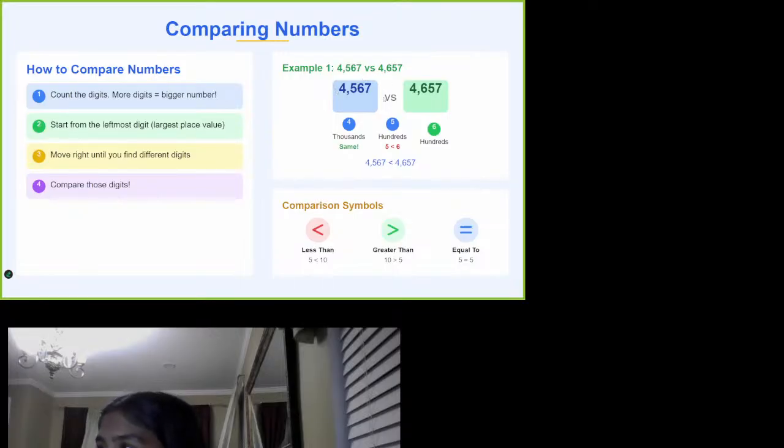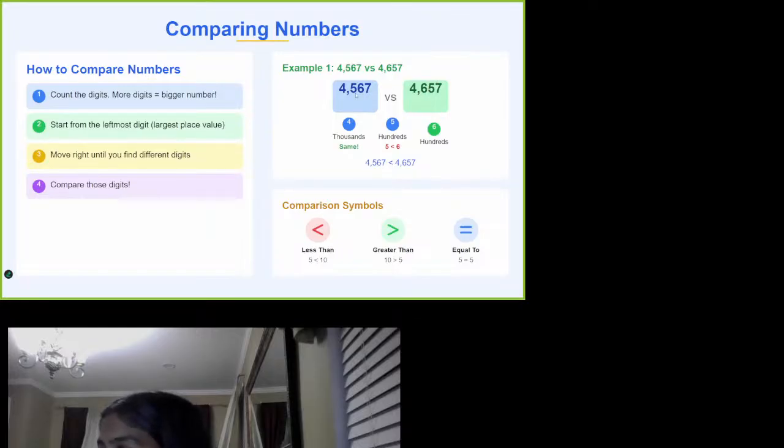So for example, you have 4,567 and 4,657. We'll start from the left. Both numbers have 4 in the thousands place, so they're the same. But when you look at the hundreds place, the values are 5 and 6. So these two digits are not the same.